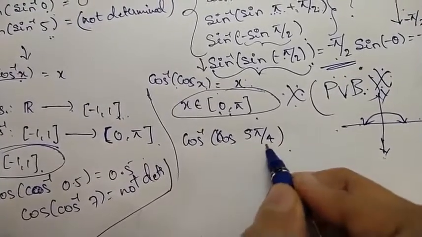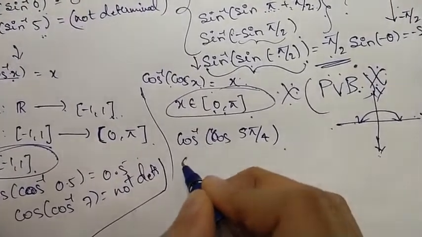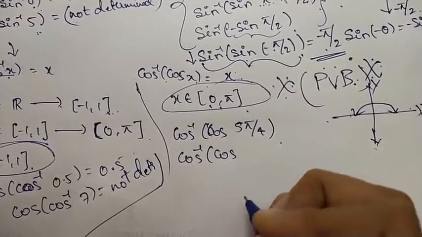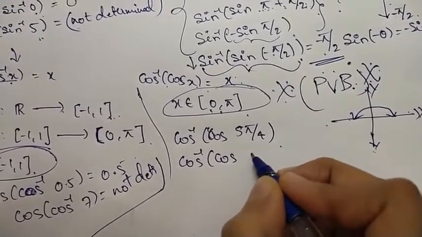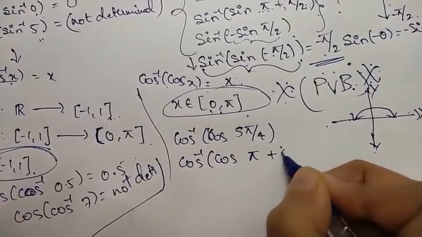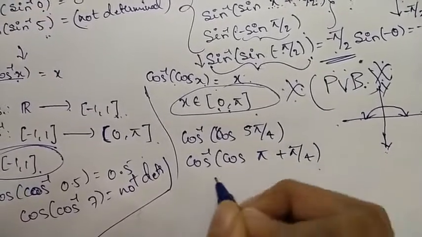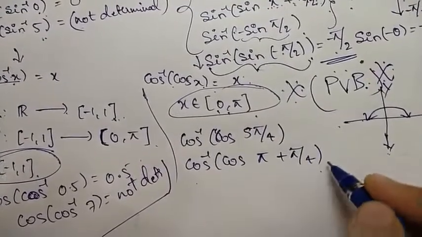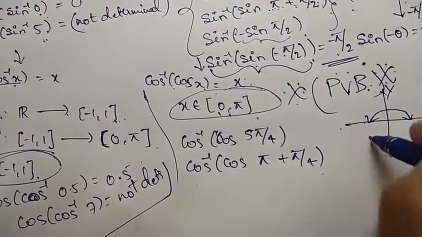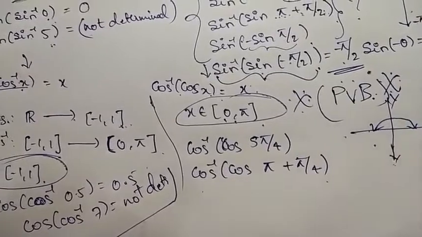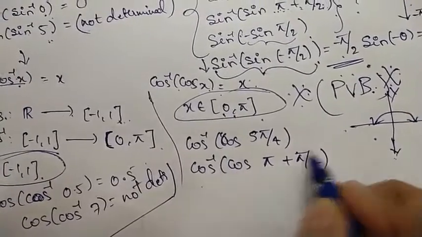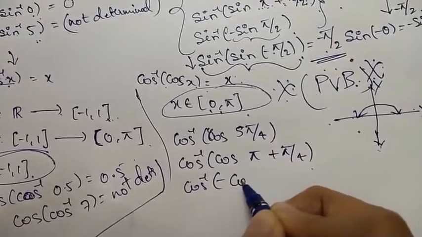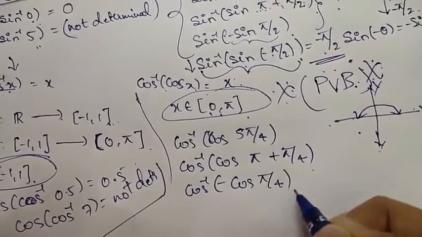So now let us solve how we are going to deal with this. Cos inverse of cos 5 pi by 4 can be written as pi plus pi by 4. So cos inverse of cos of pi plus pi by 4. Pi plus pi by 4 lies in the third quadrant, where cos is negative. So it becomes cos inverse of minus cos pi by 4.